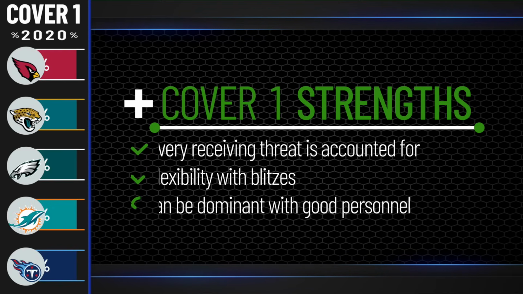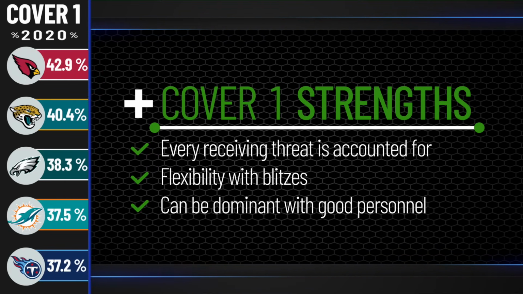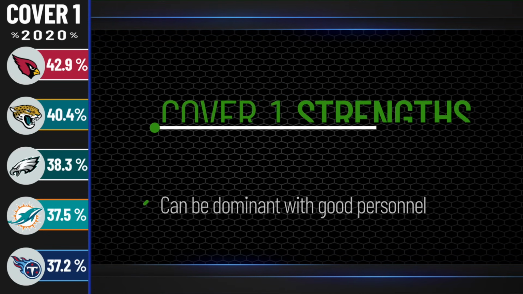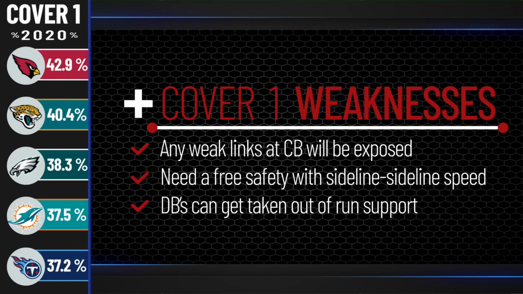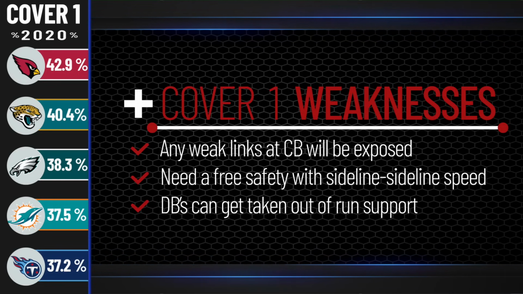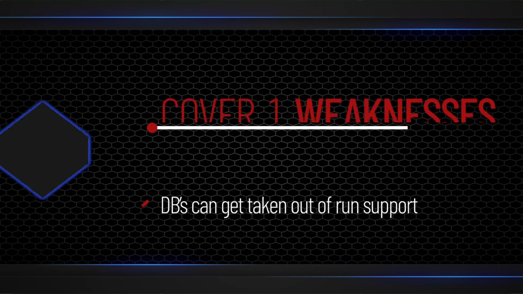The strengths of cover one are that you're accounting for every receiver, you can pressure with 5 players pretty seamlessly, and if your secondary is solid across the board, it's the most suffocating defense that you can run. But if you have even one weak link, the quarterback can identify it pretty easily and take advantage of it all game. You also need a free safety with elite speed, since he's the only deep defender and he's responsible for the entire field. And you can't really count on great run support from your defensive backs because they're locked in on their man, so receivers can run deep routes to clear them out of the run fit.